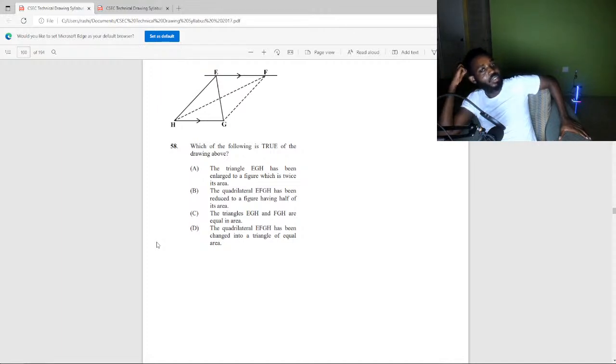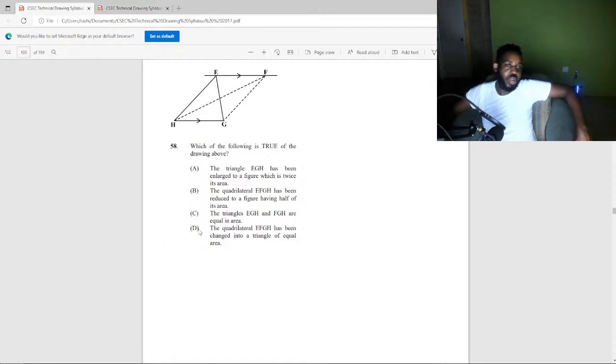Which of the following is true? The triangles EGH and FGH are equal in area. EGH and FGH. So the answer is C. They are equal in area. They have the same base and the same height. Once the triangles have the same base and the same height, they're going to be equal in area.